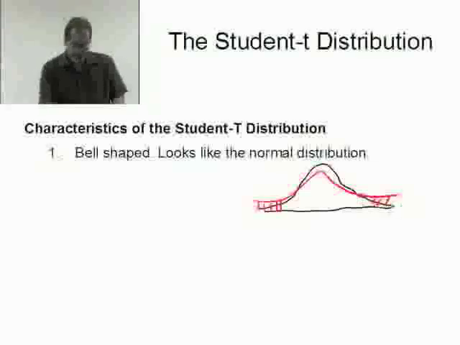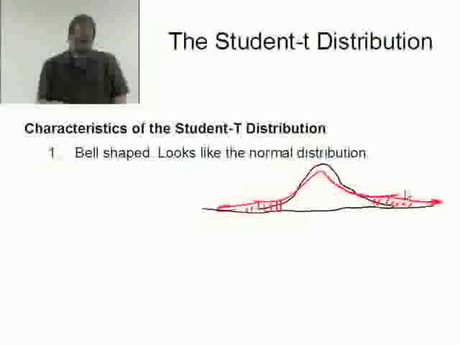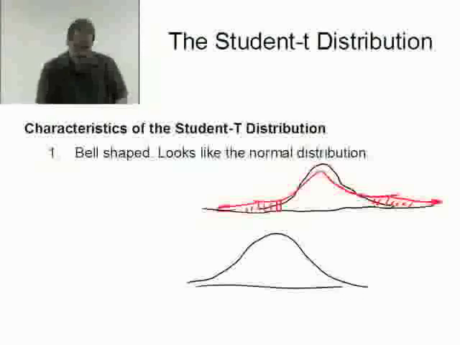I didn't do a real good job of drawing this, but these tails still go down asymptotically to 0. But because the tails are heavier, there's more probability out in the tails for a t distribution with a small sample size than there is for a z distribution. And actually what happens is, if this is my normal distribution, as the sample size increases, the t distribution gets closer and closer and closer to it.